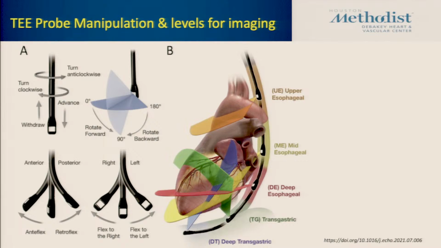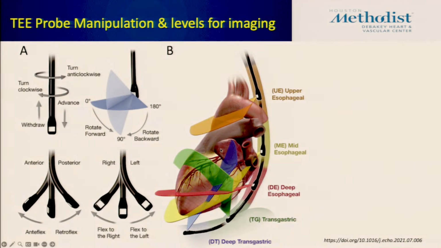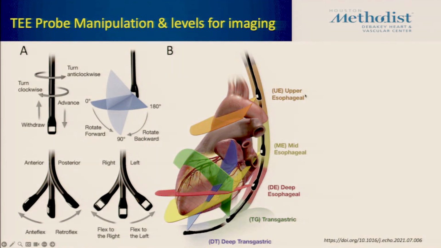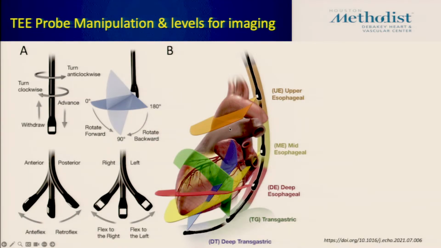So, even the TE probe, you have to recognize there's lots of spots. And this is from the screening structural guideline that we wrote. Upper esophageal is really aortic stuff. Mid is kind of the workhorse, where we do a lot of the imaging. Deep esophageal, we're not often doing that, but this is very important, particularly in tricuspid imaging.